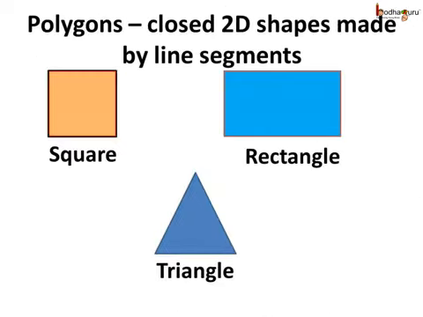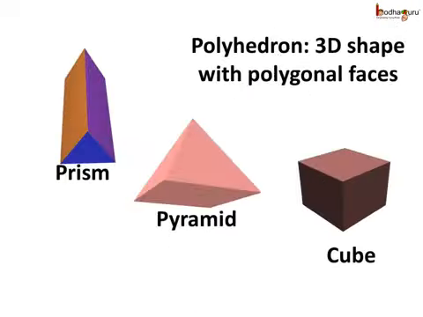If you remember, the polygons are the 2D shapes which are closed figures made of line segments, like the square, the rectangle, the triangle, etc. So we can say a polyhedron is a 3D shape with polygon faces. So cube, prism, pyramid, etc. are polyhedra with each face being a polygon.